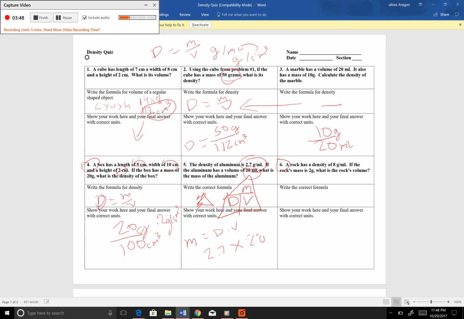Same thing for this one as well. You're going to have to rearrange it, right? You're solving for volume, which is mass divided by density.